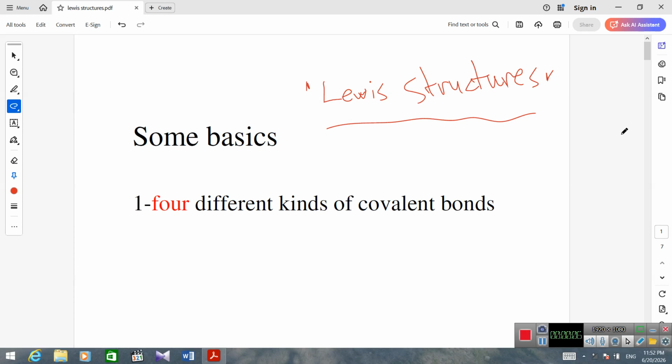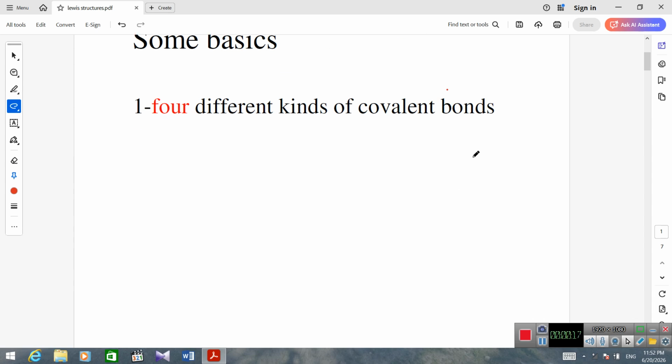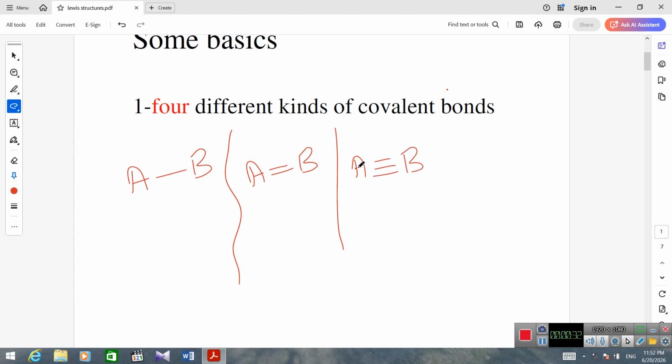This session is about drawing Lewis structures, but before anything I want to explain some basics. As we can see, in chemistry we have four different kinds of covalent bonds: single covalent bond, double covalent bond, triple covalent bond, and of course coordinate covalent bond or dative bond.